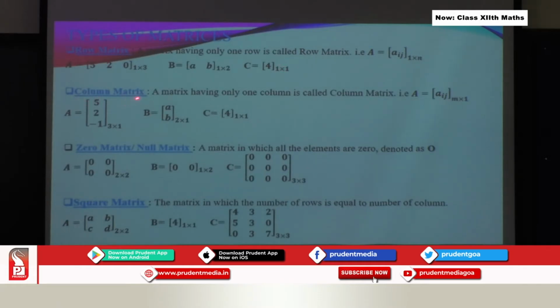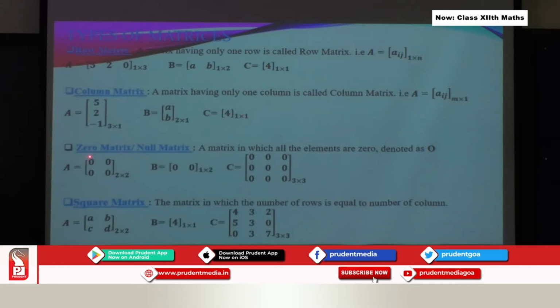Then we talk about the column matrix. A matrix having only one column is called a column matrix. You can have m number of rows but only one column. Look at the examples. Here you have only one column, but 3 rows, so the order is 3 cross 1. Look at the second example. You have 2 rows but only one column, so the order is 2 cross 1. Similarly, C equals a matrix containing only one element. So this matrix is also a column matrix.